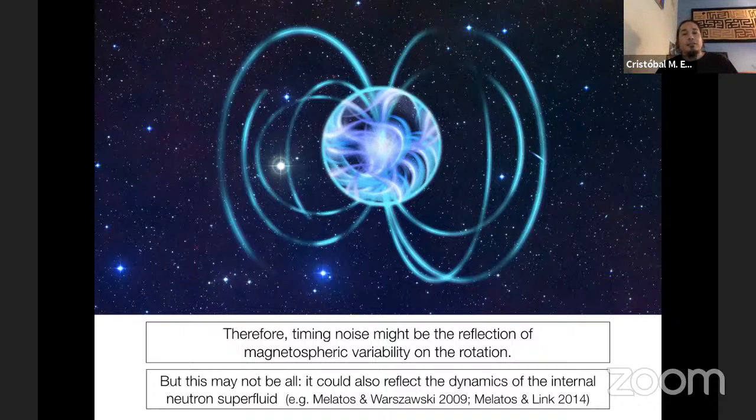It is expected that if there are changes there, we should be able to see that in our timing, especially considering that the timing of pulsars is very precise. However, given the studies that I just described and other studies, this might not be all. So it could also be that the timing noise is in part magnetospheric, but in part it could still be related to the insides of the star. For example, something that reflects the depth of the neutron superfluid that is inside.